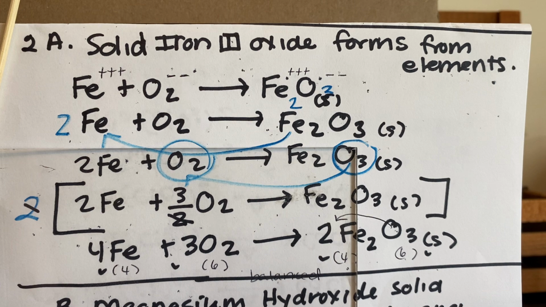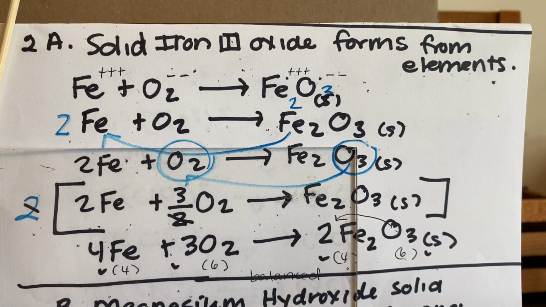So this is actually balanced. We look, there's 4 on this side, 2 times 2 is 4. There's 4 on this side of iron and 4 on this side of iron. There is 3 times 2, there's 6 oxygens on this side. And on this side we have 3 times 2, and we have 6 on this side.